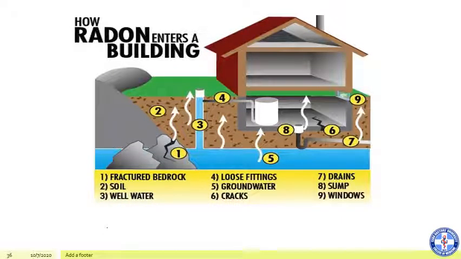This illustration shows how radon enters a building: by fractured bedrock, soil, well water, loose fittings, groundwater, rocks, drains, sumps, and windows. Radon occurs throughout most environments in very small quantities.